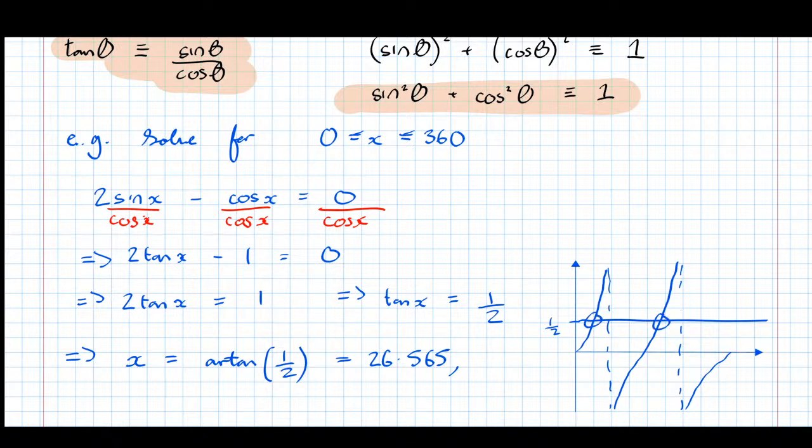So as I said last week, imagine somebody standing at the beginning of the graph and they have to walk a distance of 26.565 to get the first solution. So to get the second solution, the person standing at the corresponding part of the graph there has to walk the same distance. So it becomes 180 plus 26.565.